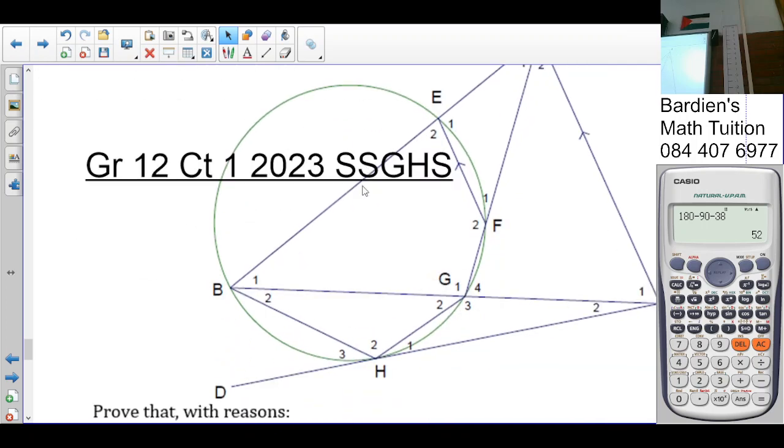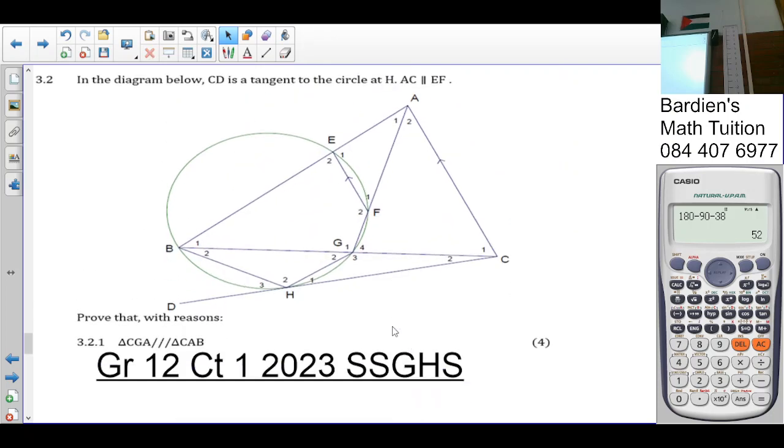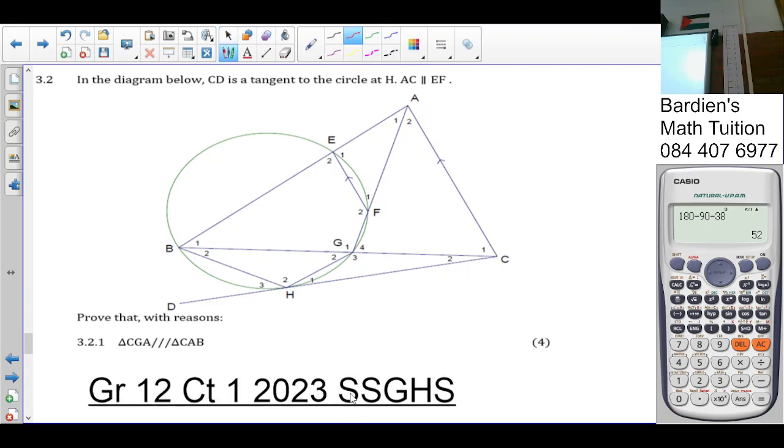Let's look at 3.2. Question 3.2, we are told that in the diagram CD is a tangent to the circle at H. We are also told that AC is parallel to EF. Okay? So if this is a tangent, we know that H1 has to be equal to B2, tan-chord theorem. And H3 is the same as G2, tan-chord theorem. So we must just keep in the back of our head that those angles are equal, of course. Okay?